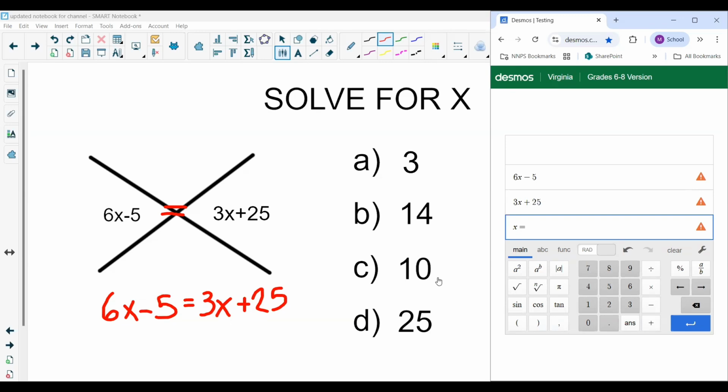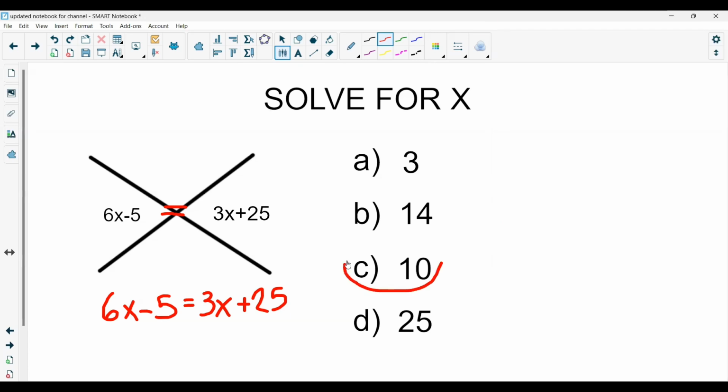Okay, so let's try x equals 3. Does 13 and 34 appear to match? Nope. Let's try 14. Does 79 and 67 match? Nope. Let's try 10. 55 and 55 does match. So C is my answer.